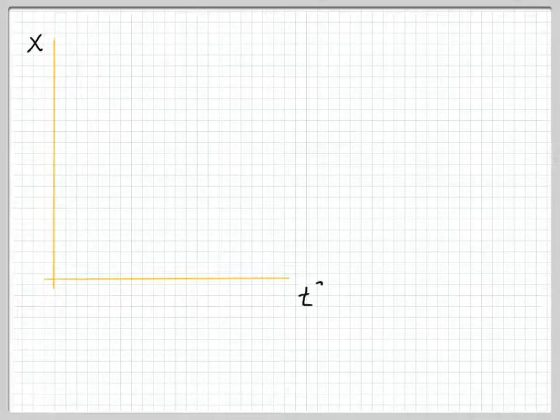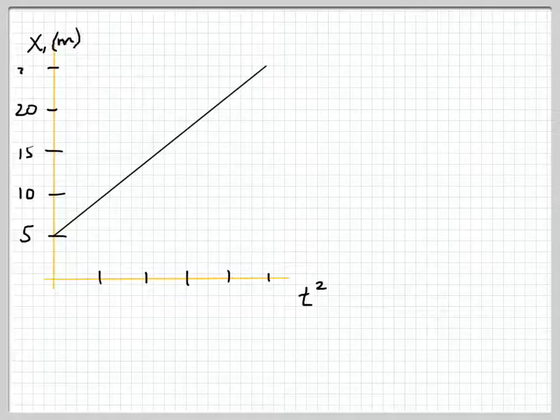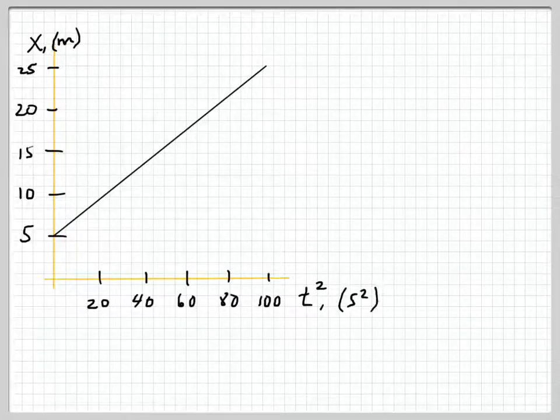In this tutorial, I want to show you how to find the equation of a line to show the relationship between a dependent variable and an independent variable if you have a linear graph. So here's a graph of position versus time squared that is linear. Position is in meters, time squared is in seconds squared.